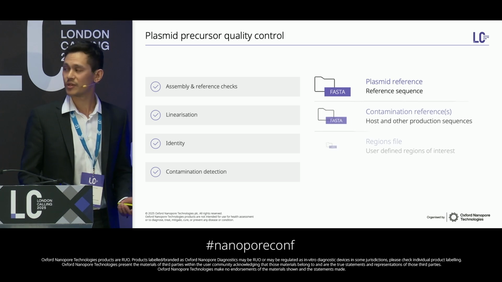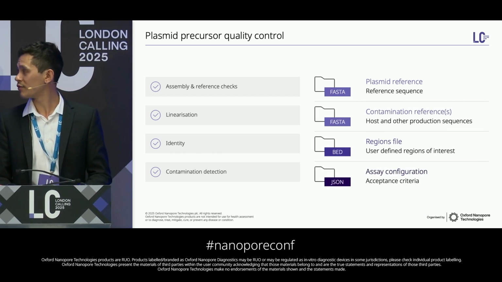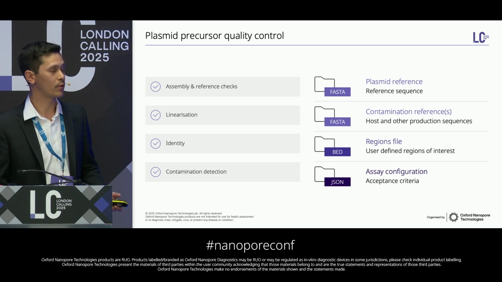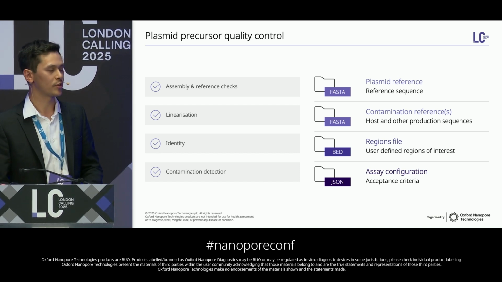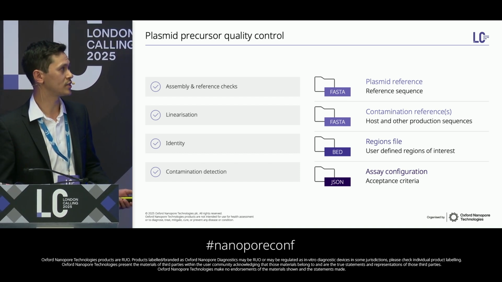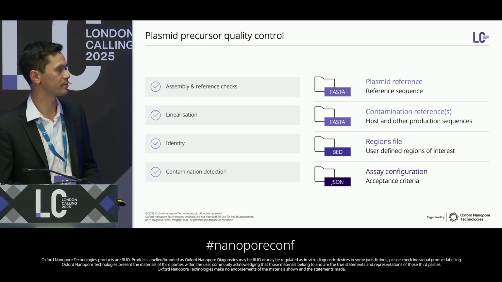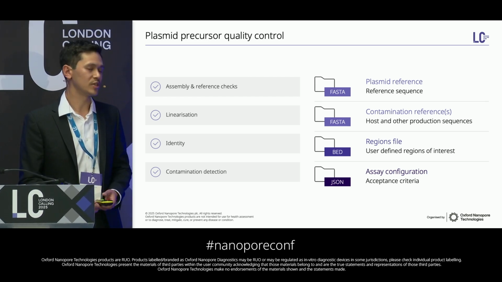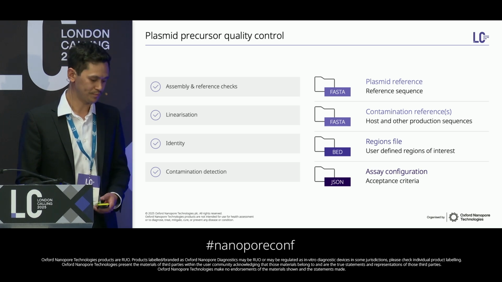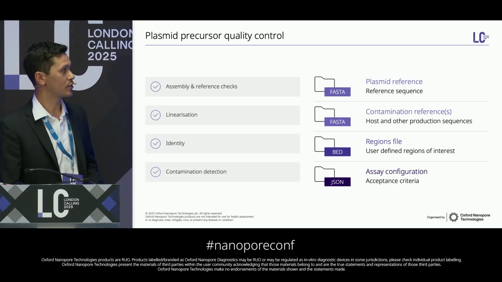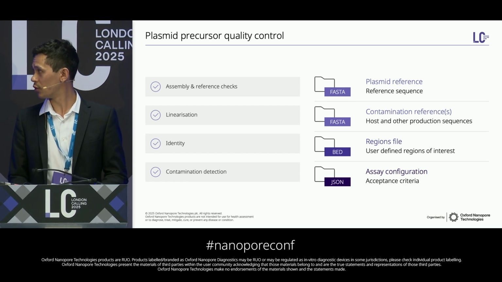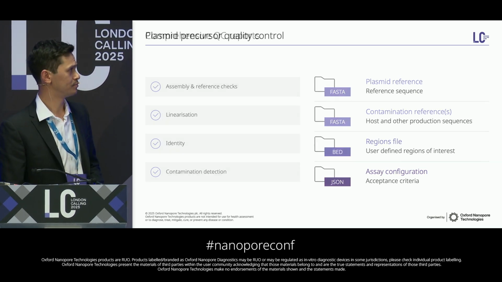So plasmids form an important part of the biopharma production as they contain the DNA template of the mRNA we want to synthesize. And we need to make sure that the plasmid is of sufficient quality to ensure this effective synthesis. That includes features such as linearization, that the plasmid is properly prepared for effective transcription, the sequence identity, and that your sample is free from any contaminant DNA, whether that be from the host itself or other production sources.